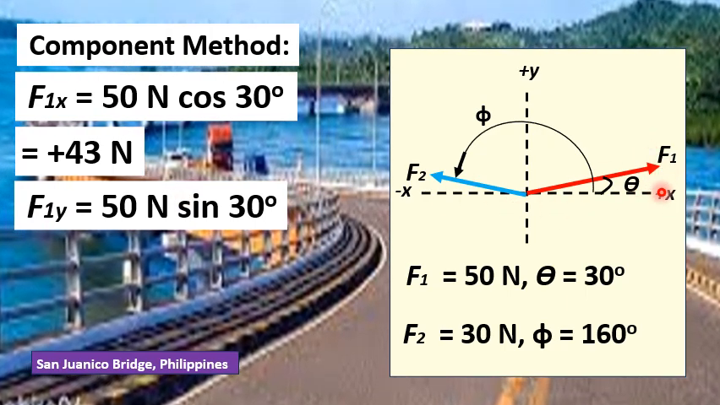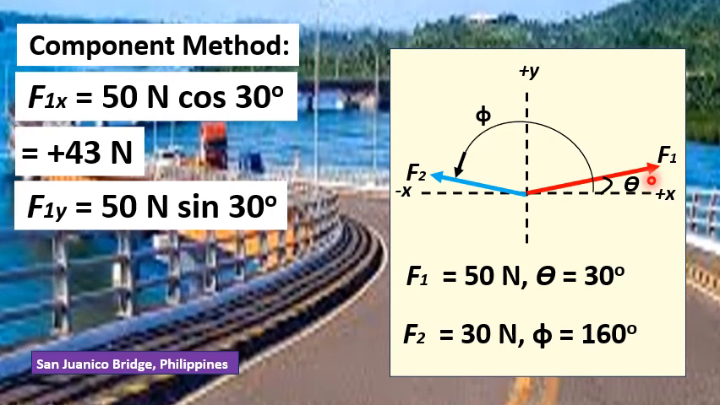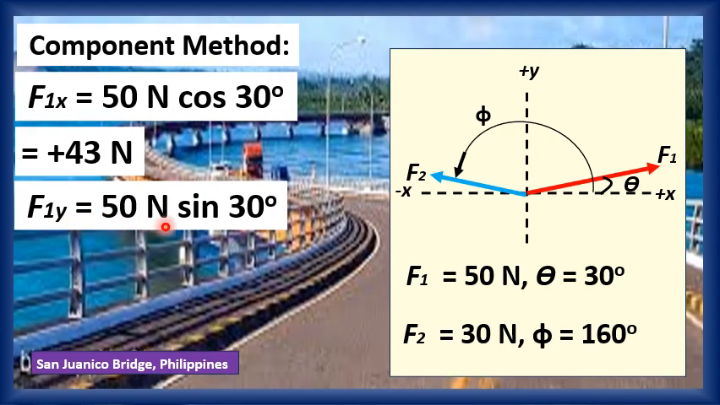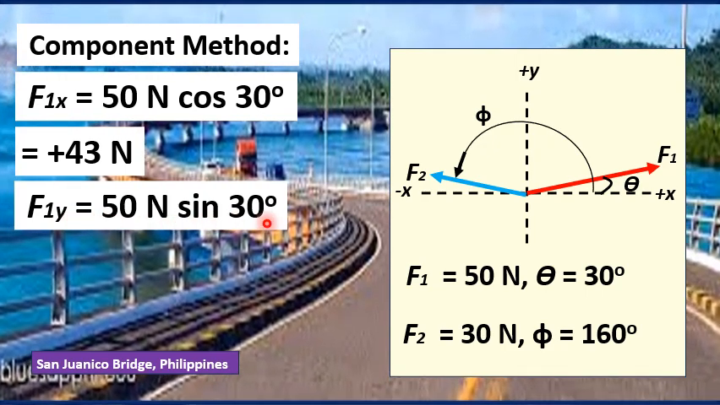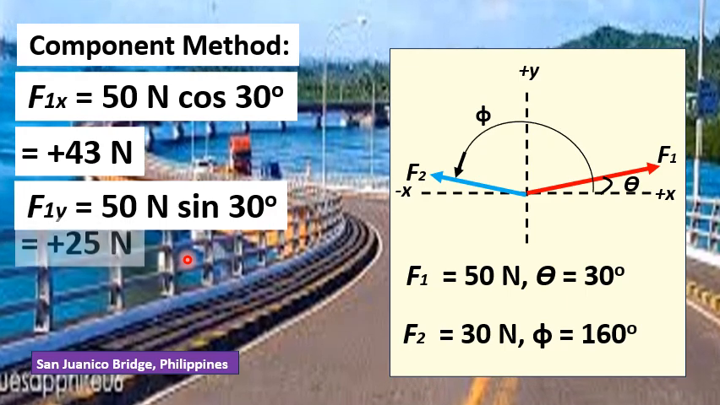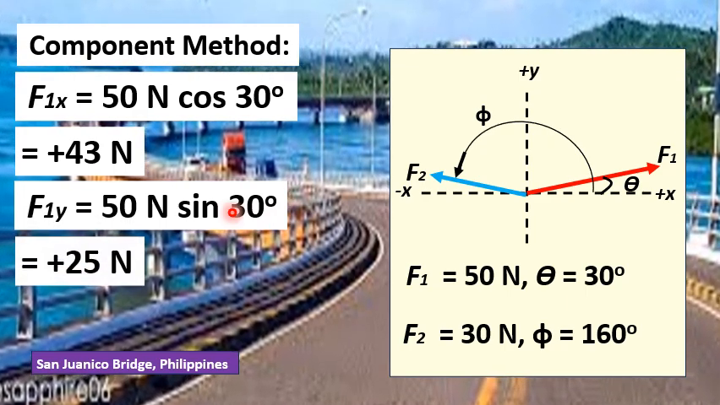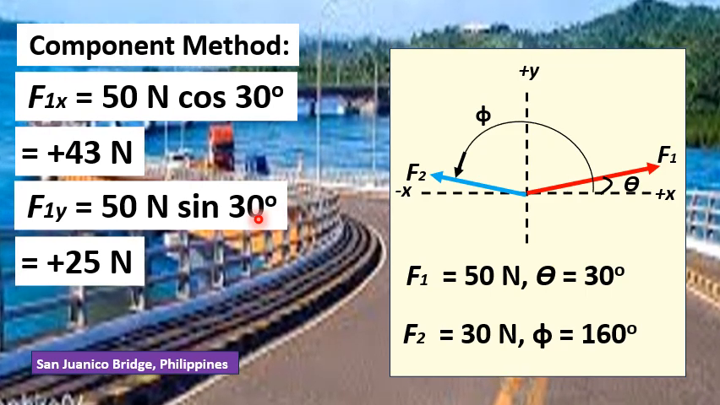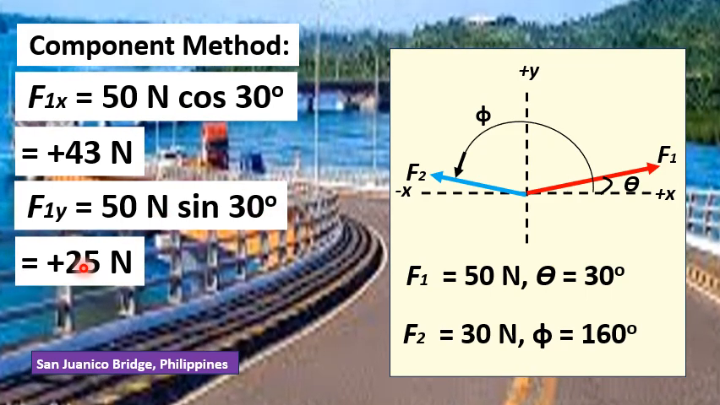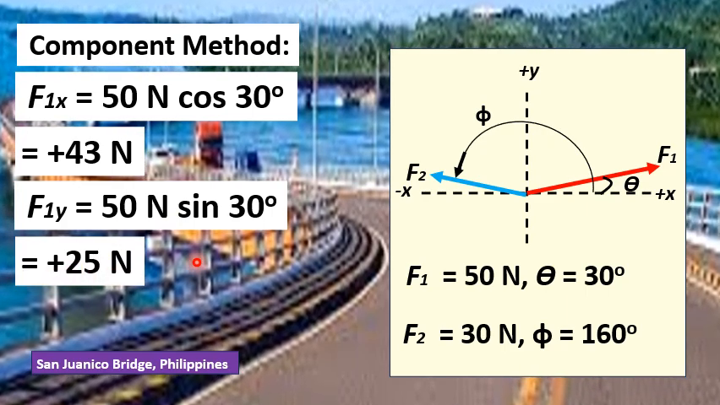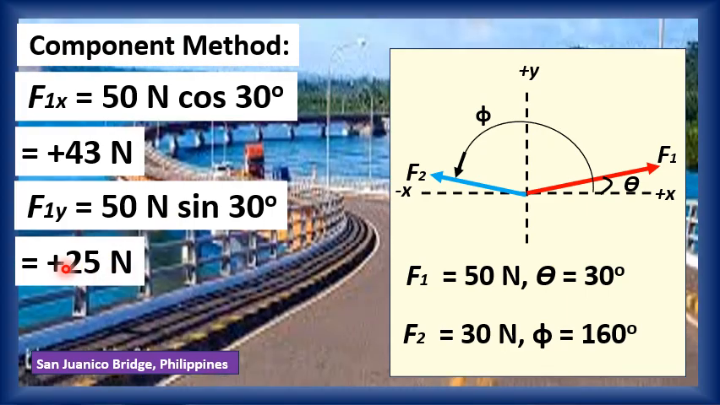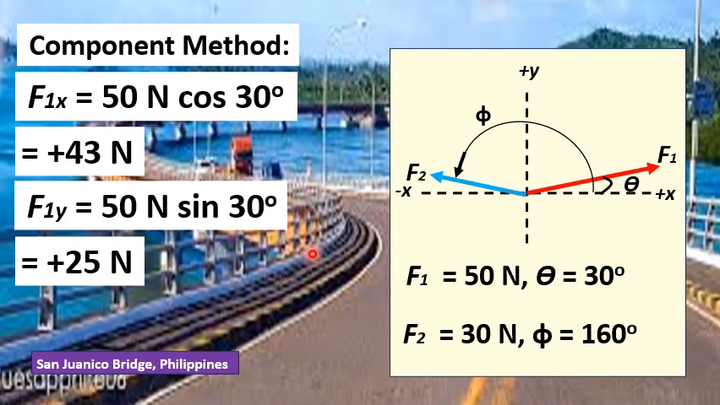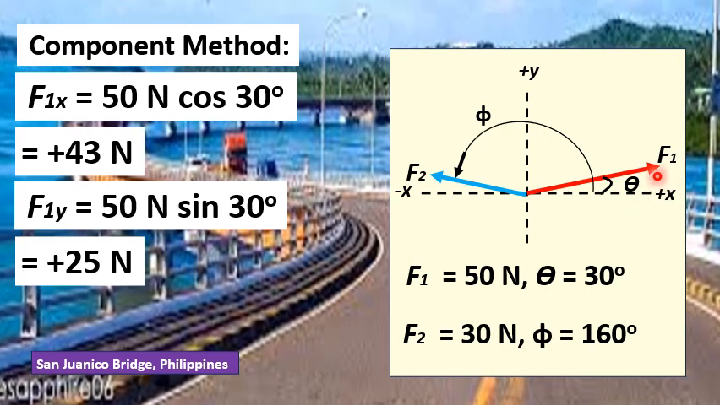So, since that is what we want, the y component of F1, we simply multiply 50 newtons by sine of 30 degrees, which is, of course, we know that sine 30 degrees is equal to 0.5. Multiplying that by 50 newtons, we get positive 25 newtons. Again, the plus sign means that the direction of the y component of F1 is into the positive y-axis or directed upward.